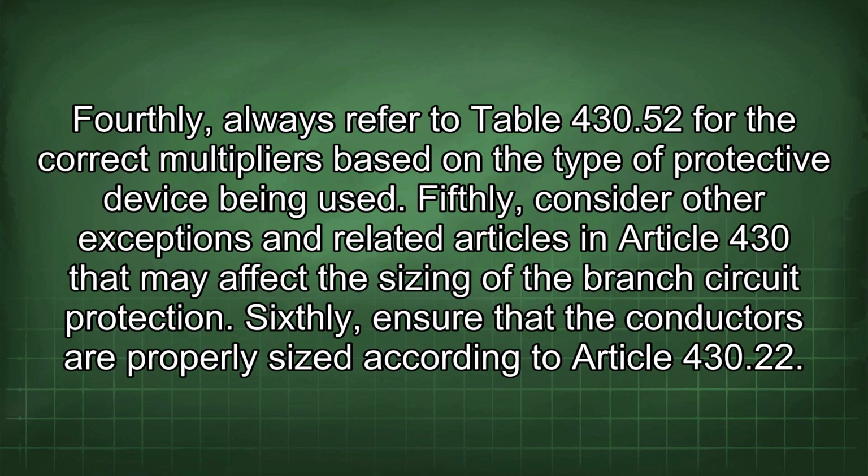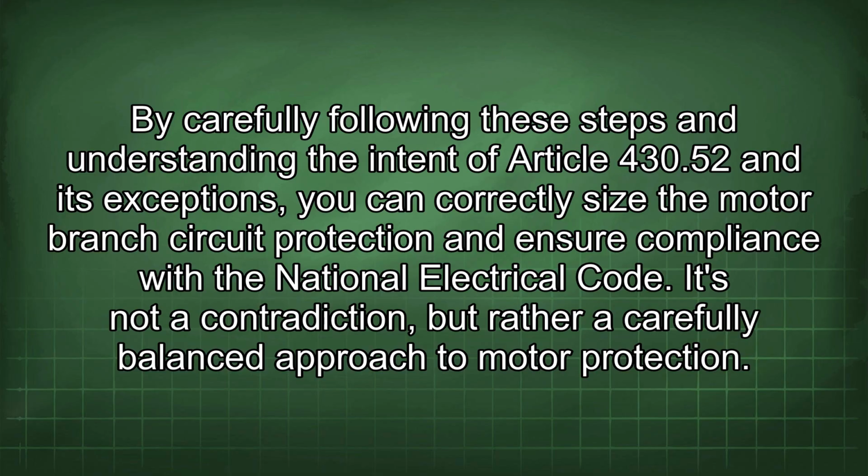Fourthly, always refer to Table 430.52 for the correct multipliers based on the type of protective device being used. Fifthly, consider other exceptions and related articles in Article 430 that may affect the sizing of the branch circuit protection. Sixthly, ensure that the conductors are properly sized according to Article 430.22. By carefully following these steps and understanding the intent of Article 430.52 and its exceptions, you can correctly size the motor branch circuit protection and ensure compliance with the National Electrical Code. It's not a contradiction, but rather a carefully balanced approach to motor protection.